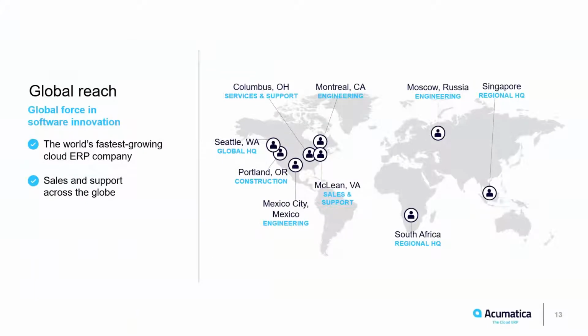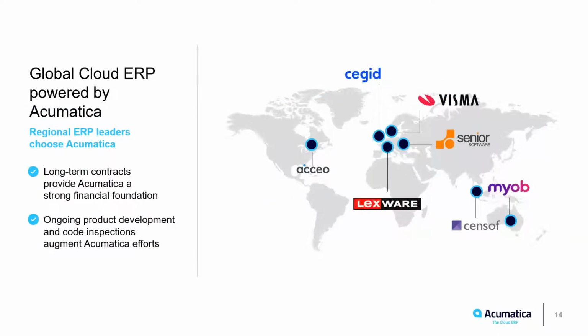There's a global reach. Seattle's their headquarters. Portland is their construction office. And as you can see, they've got engineering in Montreal, Moscow, Mexico City. They've got support. What that offers us in a lot of cases are things that companies may need: multi-currency, multi-language, the ability to handle different taxing that happens in different places. So it's a very sophisticated tool as we go through here.